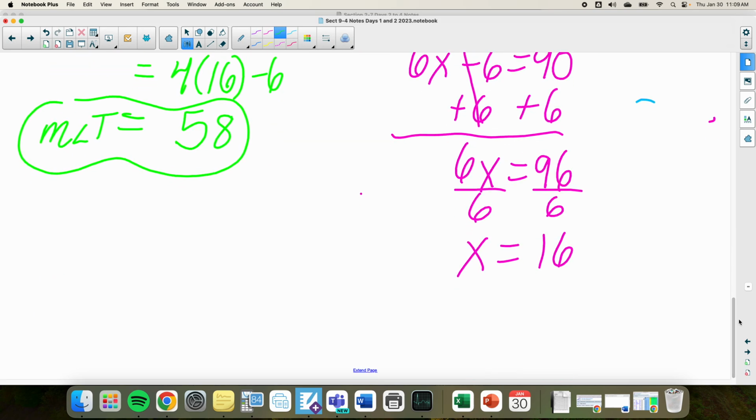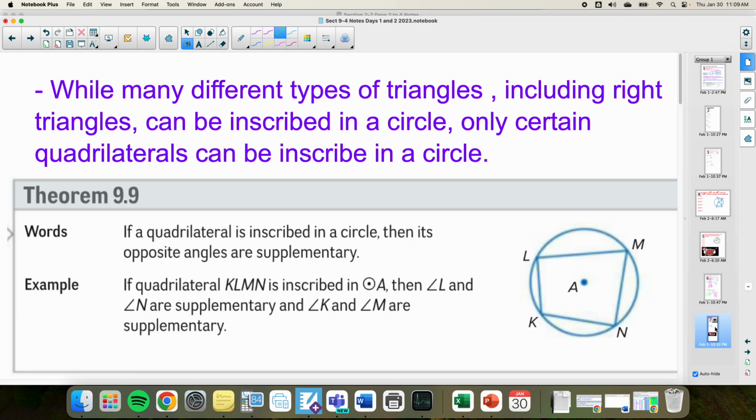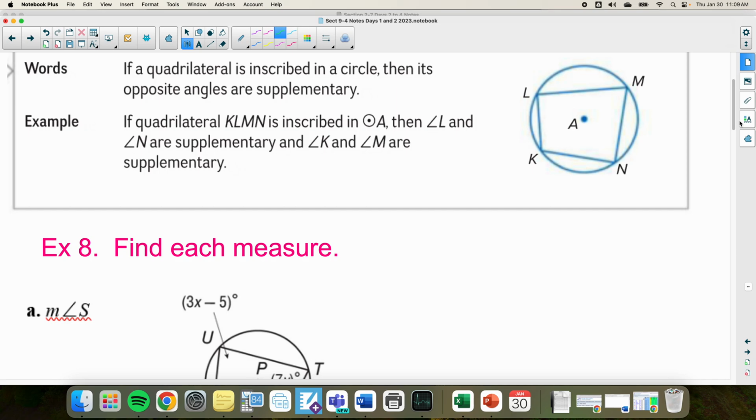So that's one of the rules we have to learn today. The second rule that we're going to learn today is instead of a triangle being inside the circle, we're going to have a 4-sided figure inside of the circle. And it doesn't have to be a rectangle or rhombus. It just has to be any 4-sided figure, which we think of as quadrilaterals.